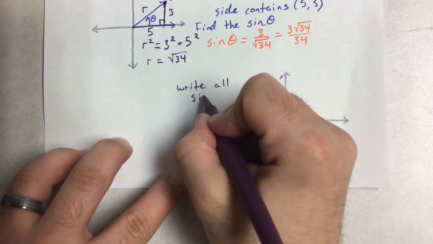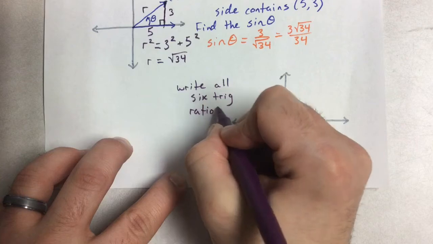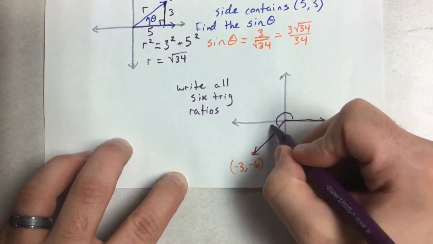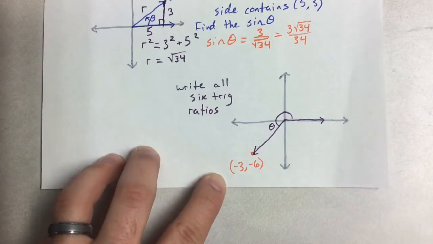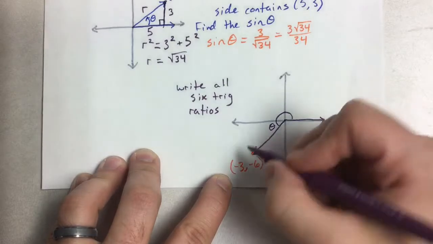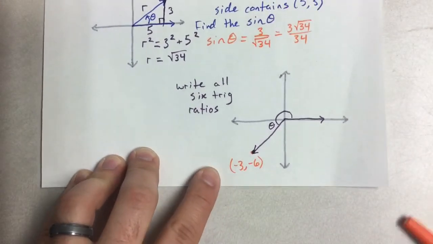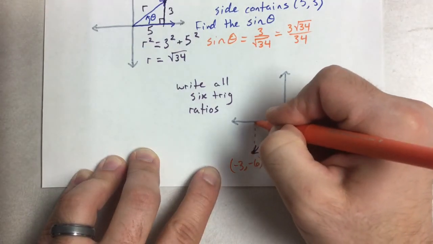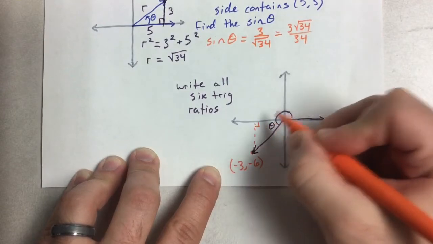So we want to write all 6 trig ratios. That's our goal here. Based off of this, with our theta, we want to write all 6 trig ratios. To do that, we first draw our reference triangle, which from our point, we drop a line to the x-axis, and it is always to the x-axis. So we have our right triangle here.